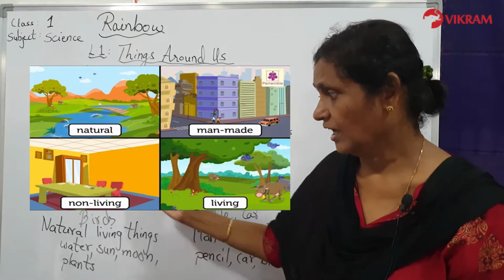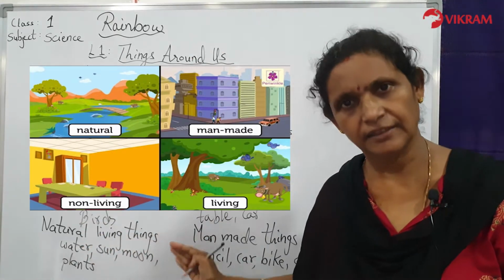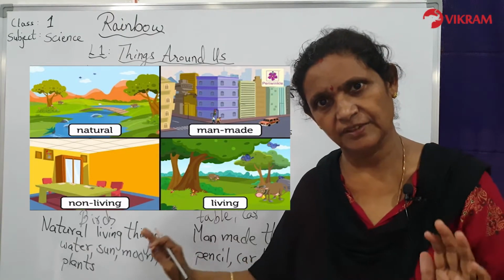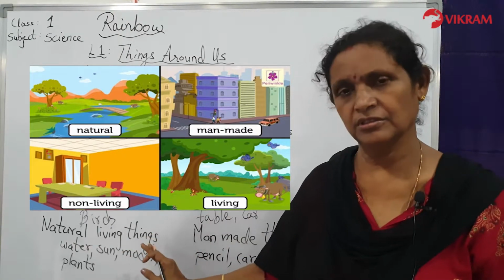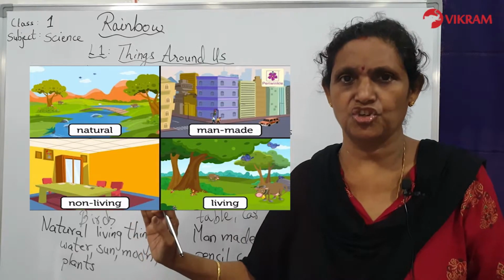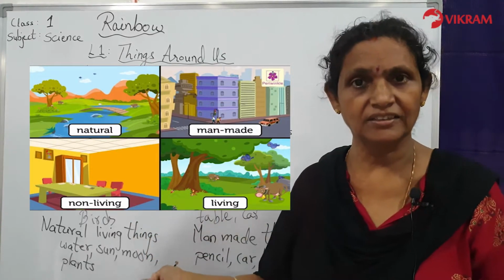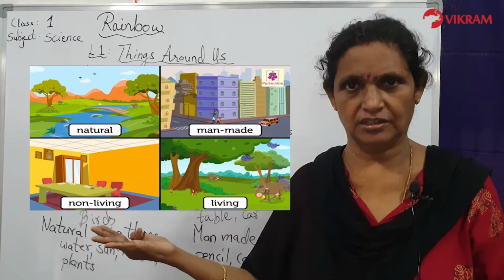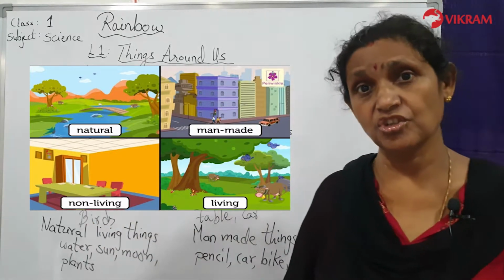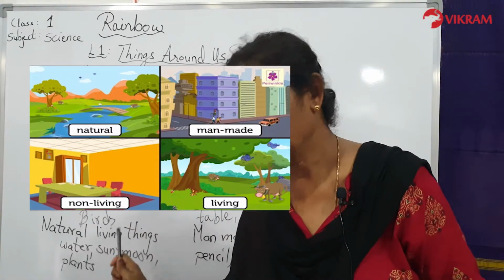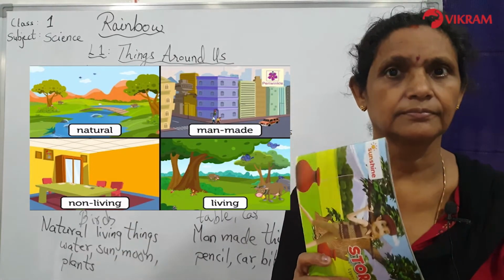So they are called natural things. Is that very clear, children? You have understood? They are already there in nature. Air, water, sun, moon, plants. These are natural things. Now what is not natural, which is not there in nature, like books.